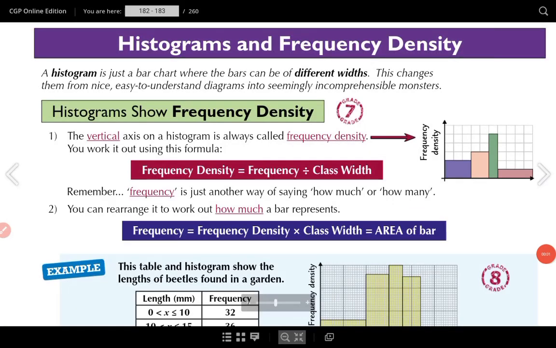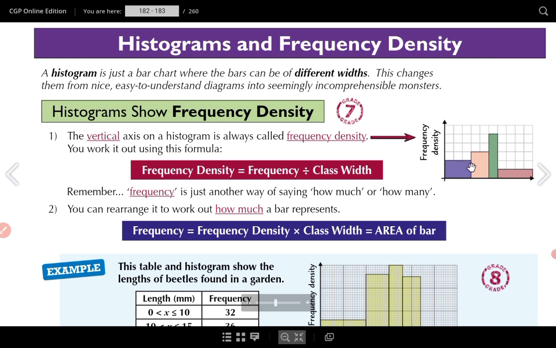So we continue our statistics. Now we move away from cumulative frequencies. We go to histograms and frequency density. So a histogram looks something like this. You can see different bars of different heights and different widths. So we can say a histogram is just a bar chart where the bars can be of different widths.